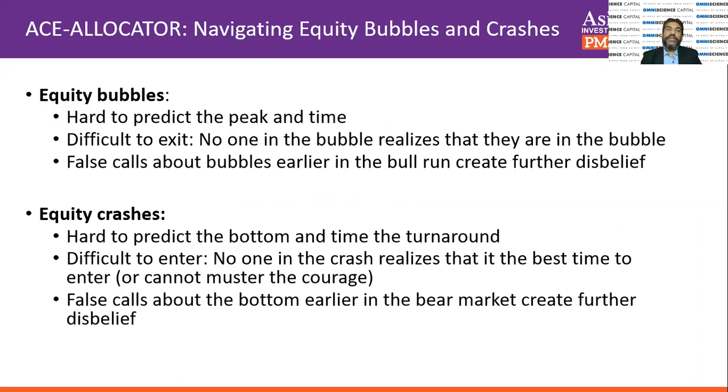ACE allocator is for when you cannot handle those severe ups and downs and you want them a little bit mellowed down. It cannot be eliminated, okay? But this is a mix of debt and equities so that the falls are a little bit less and the gains are also naturally a little bit less, but there could be an extra source of alpha coming from moving from debt to equity.